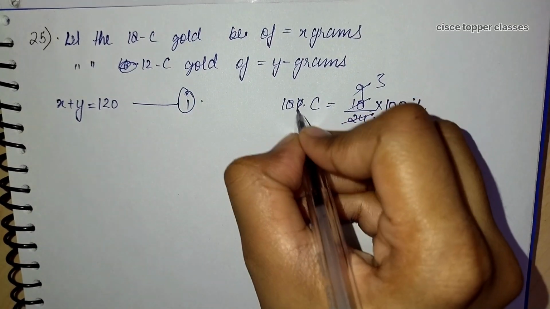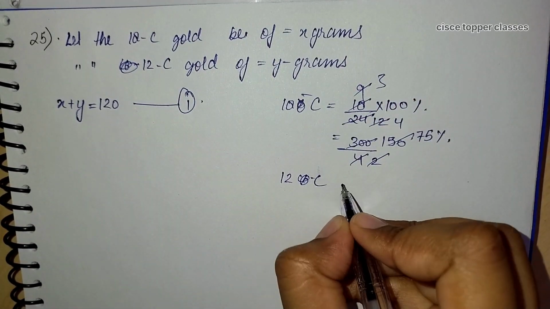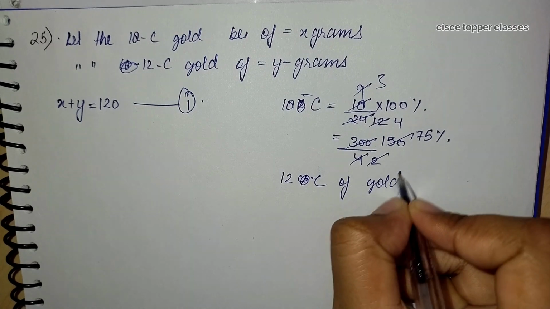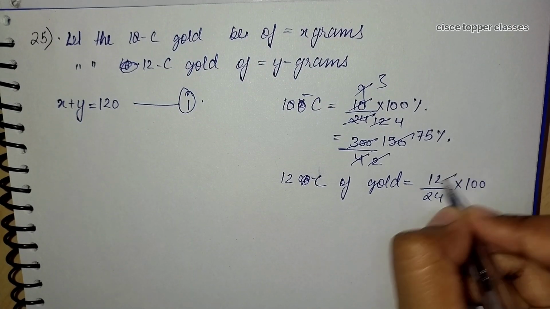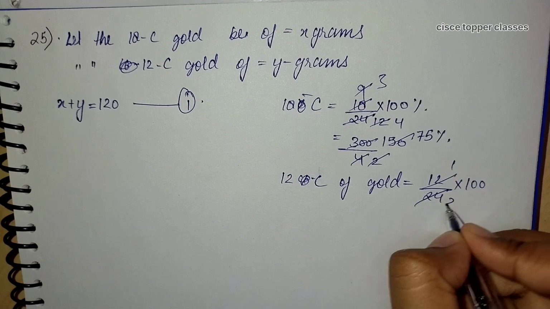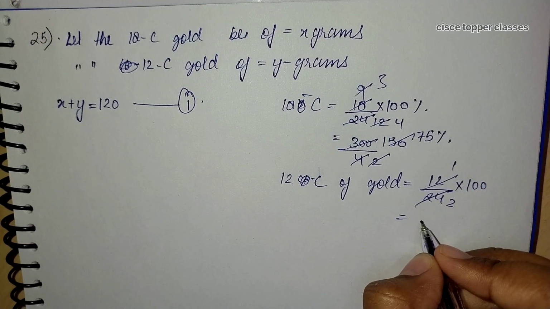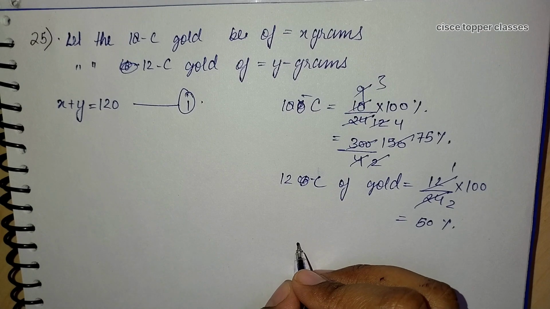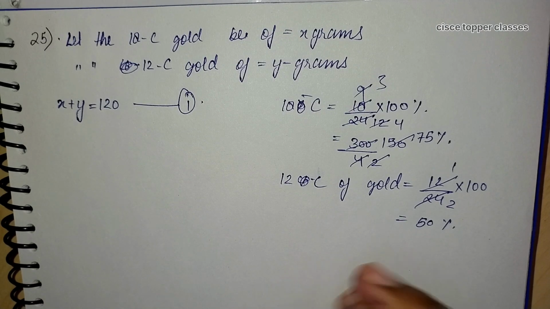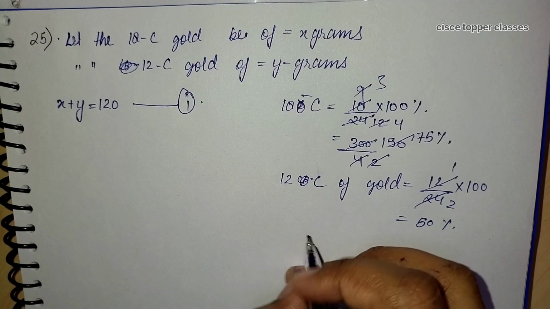12 carat here. Sorry, it is not percent, it is carat. 12 carat of gold is equal to 12 divided by 24 into 100, which will be 1 and 2, and this will be 100 divided by 2, so 50%. It is 50% pure. And according to the second condition, 16 karat gold weighing 120 grams.